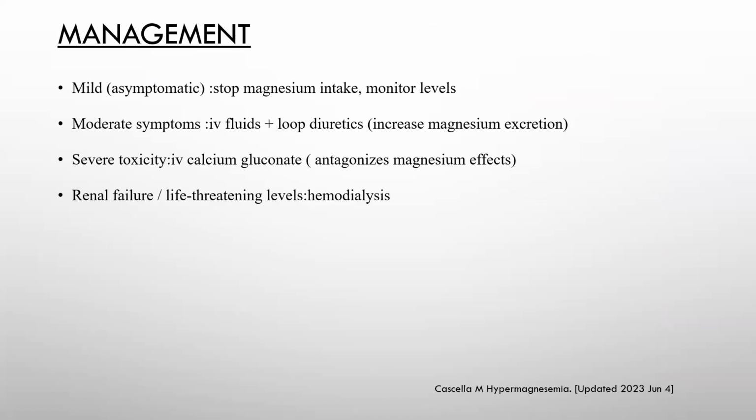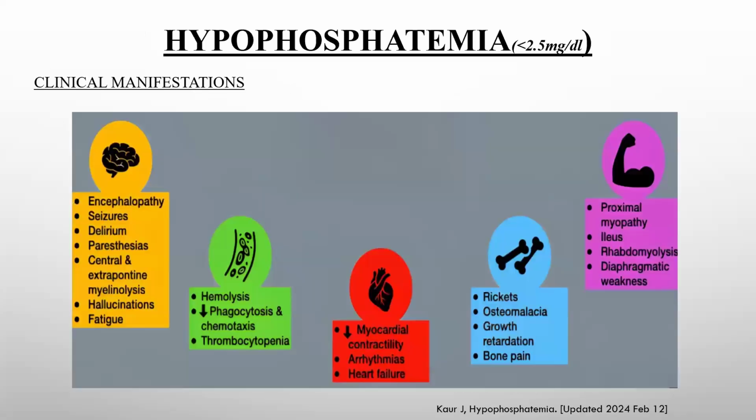And management in mild asymptomatic cases, we stop the magnesium intake and monitor the levels. In moderate symptoms, we give IV fluids with loop diuretics, which will increase the magnesium excretion. And in severe toxicity, IV calcium gluconate can be used. And in severe renal failure or in life-threatening levels, hemodialysis has to be done.